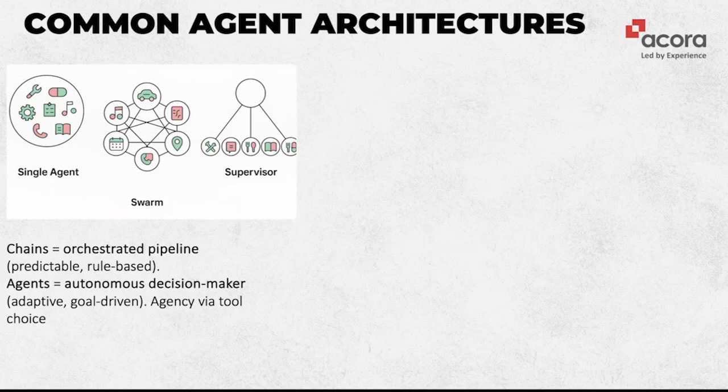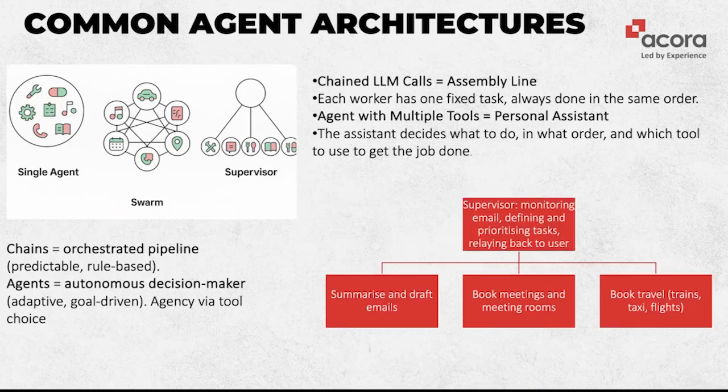So why wouldn't we just use chains of lots of LLM calls as opposed to agents? Chains are typically associated with orchestrated pipelines. They're very predictable. There's not much variability in each of the steps. Whereas agents, they're much more goal driven and they adapt their behavior and the choice of tools that are used according to what that goal is.